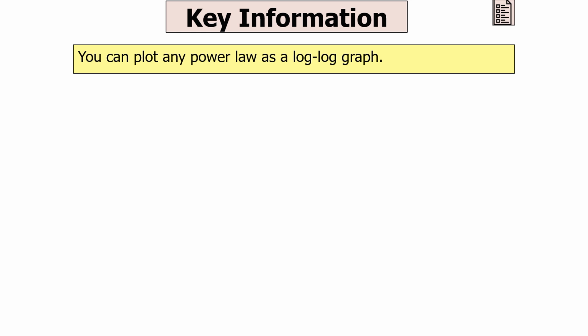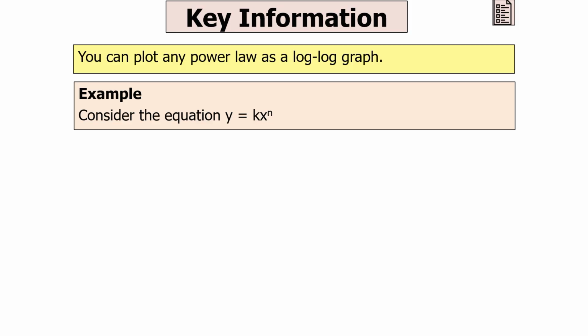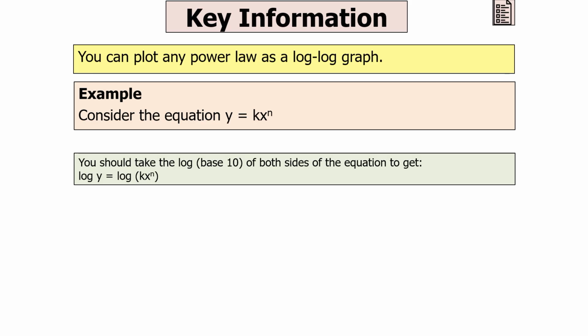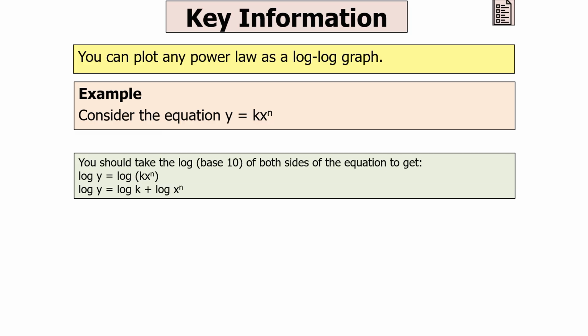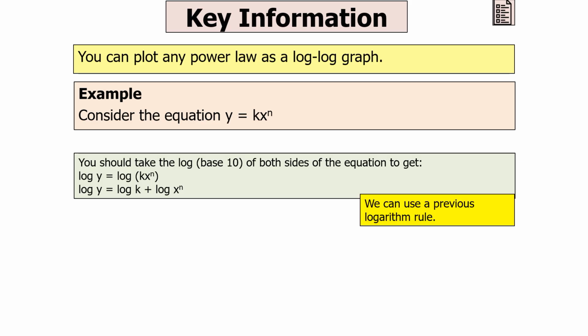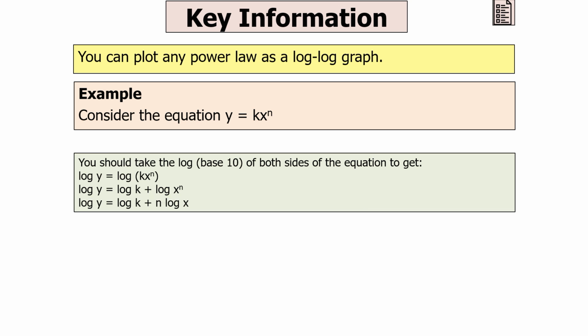Now you can also use any power law as a log-log graph. So let's think of the equation y equals kx to the power of n. Now you should take log base 10 of both sides. There's no e in this, so don't use natural log. So log y equals log k x to the power of n. We can then use the previous logarithm rule, as we mentioned before, to separate out this multiplication term. So log y equals log k plus log x to the power of n. We can then use another previous logarithm rule to separate it out further, because there's a power there. So we can say log y equals log k plus n log x.